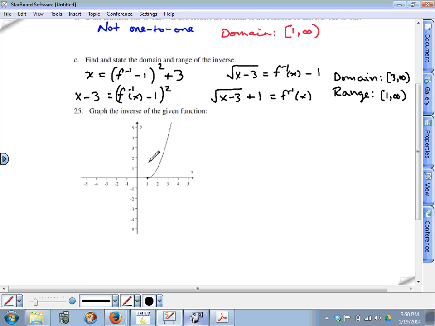Question 25. Graph an inverse. So to find an inverse algebraically or graphically, the phrase to remember is you switch the place of x and y. This point right here, for example, is the point 1, 0. If you switch x and y, then the inverse would be the point 0, 1. And also something to remember is that a graph and its inverse are reflections about that line. So the inverse would look about like that.